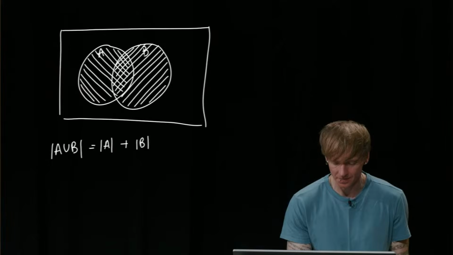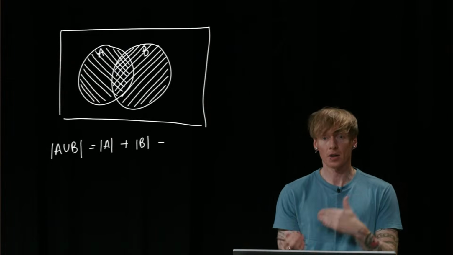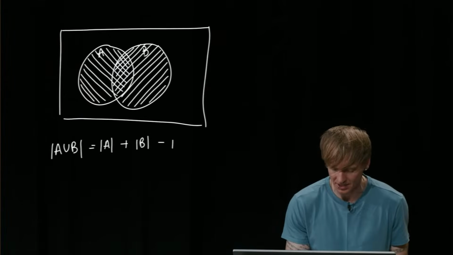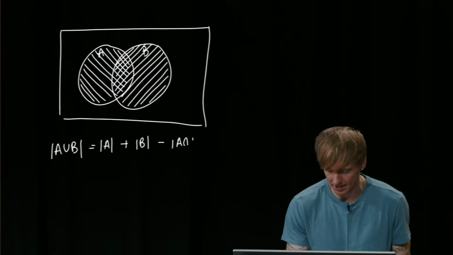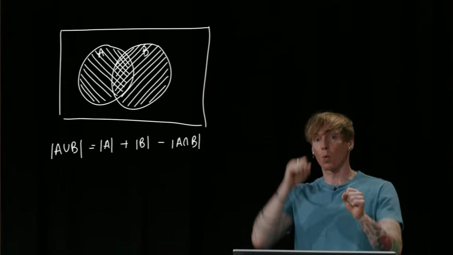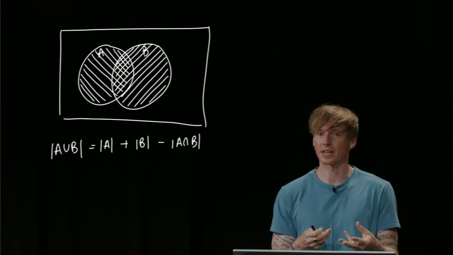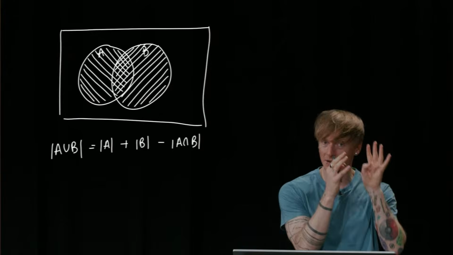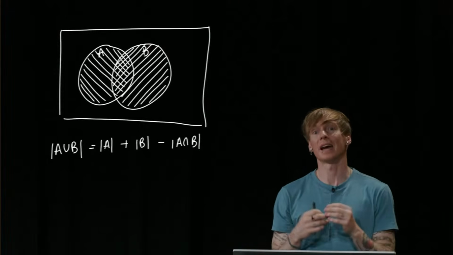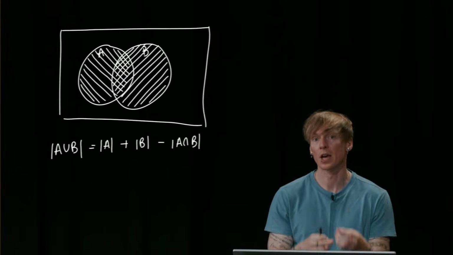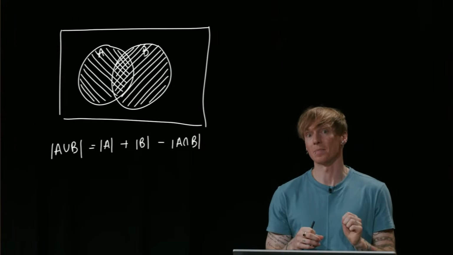But the central region, we know, is the intersection. So if we take away the size of the intersection, that removes one of those double counts. We're left with a single count, and then we can see we have counted everything in A, everything in B, and we have indeed counted all of the elements that are in the union of A and B.